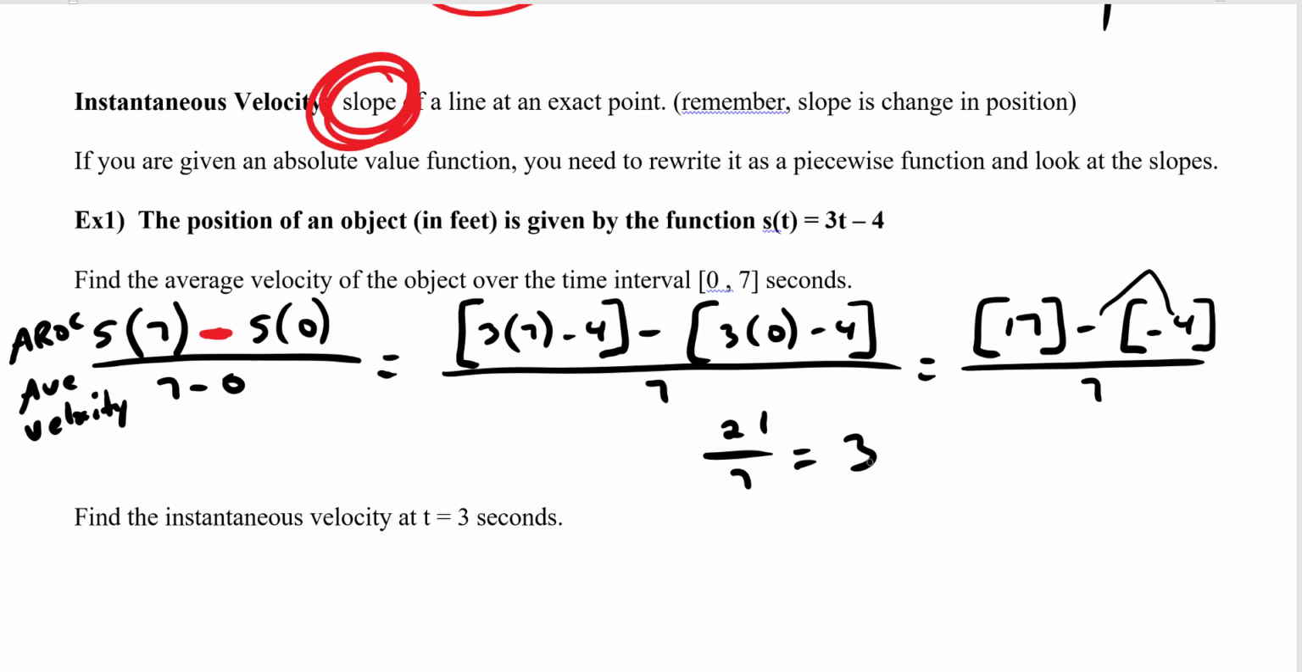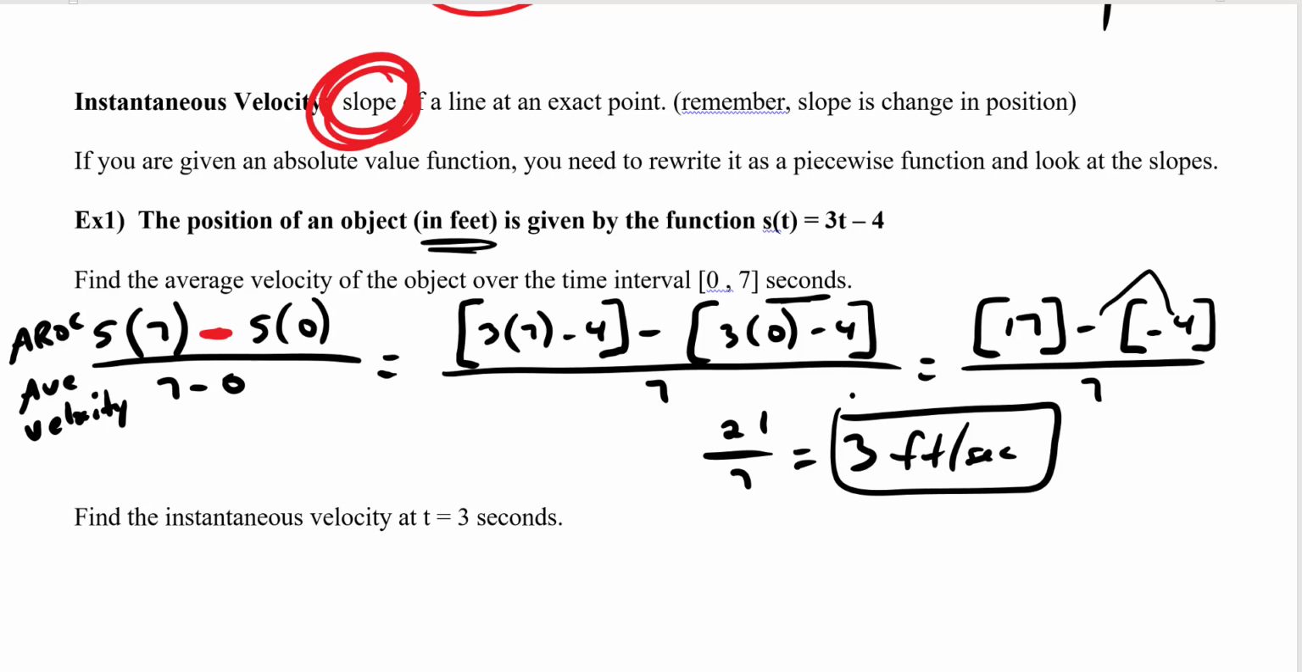And the units for this one, because it even says it's given in feet, and this is over seconds, so it's 3 feet per second. Okay, that is the average velocity.